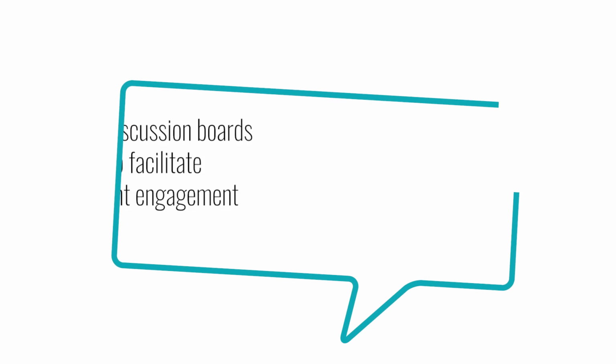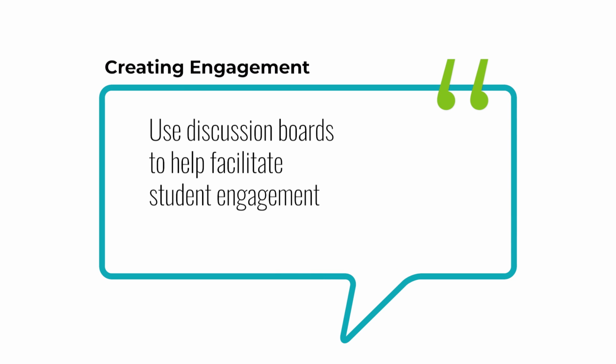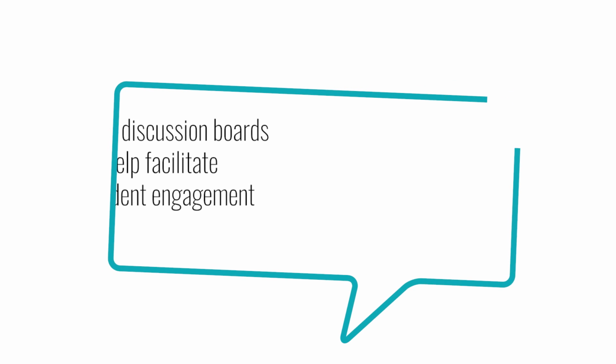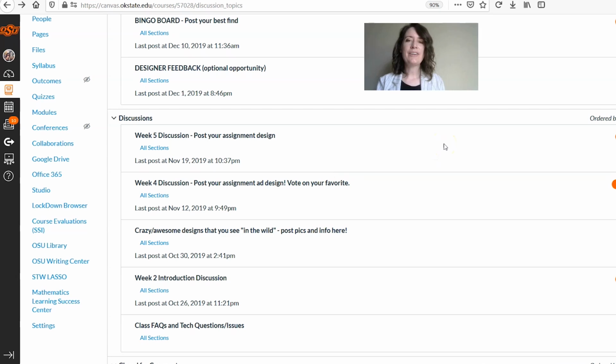So there are a couple of different ways that we can add in that interactive element in an online setting. And one way to do that is through discussion boards. Now, let me show you in Canvas an option that you have. So with a discussion board on Canvas, there are a couple of different things that you can do.